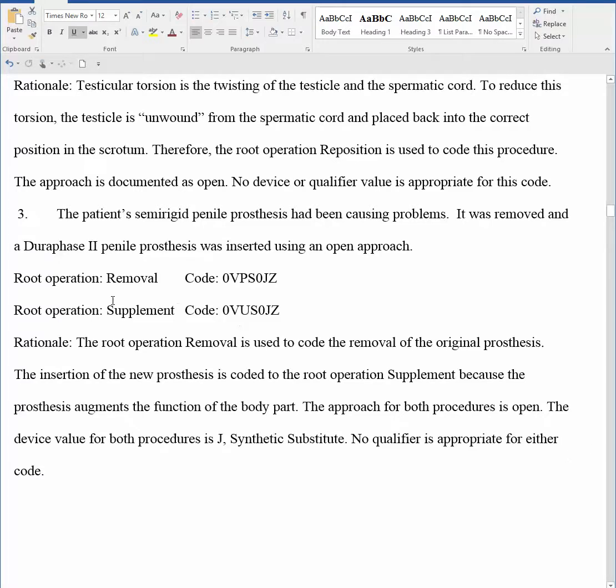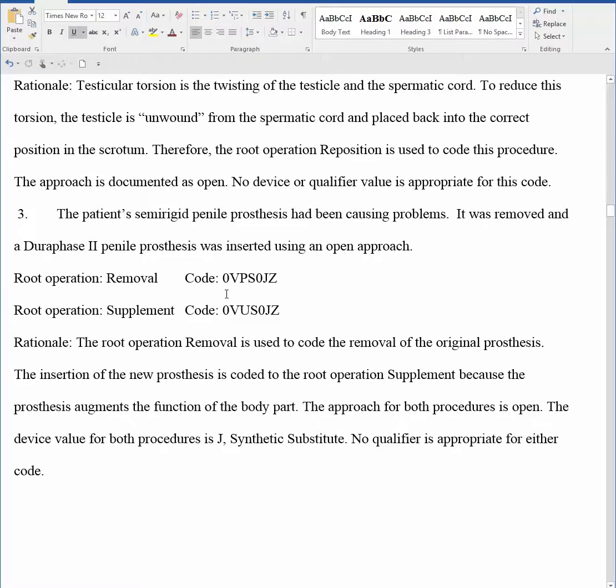Number 3, the patient has a penile prosthesis. It is removed because it's causing problems, and he has a second one put in called a Dora phase 2. Was inserted, again, open surgical approach. We're going to have 2 codes for this one. We're going to code the removal of the old prosthesis, and we're also going to code the placement of the new prosthesis, which is being used to supplement his body part.